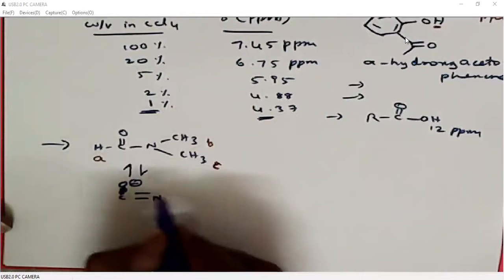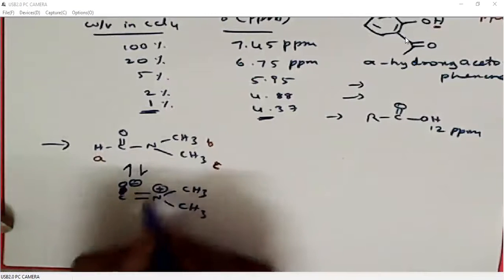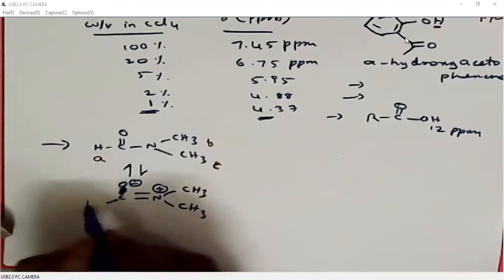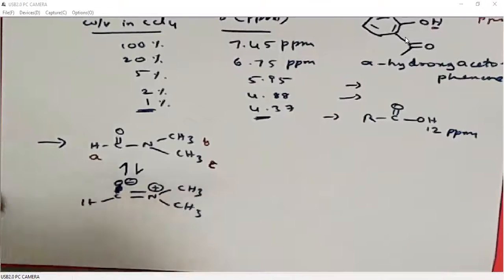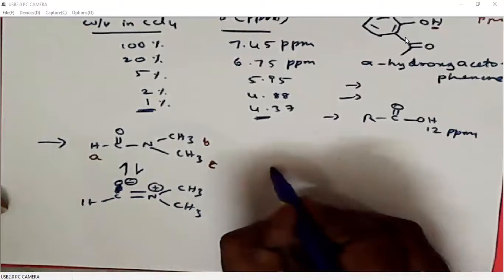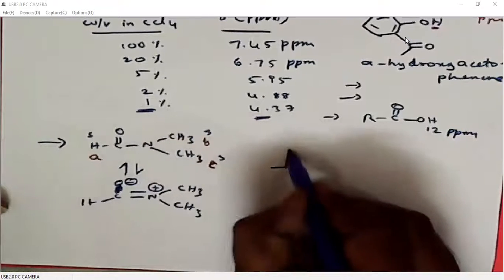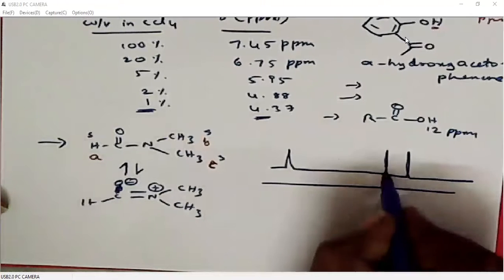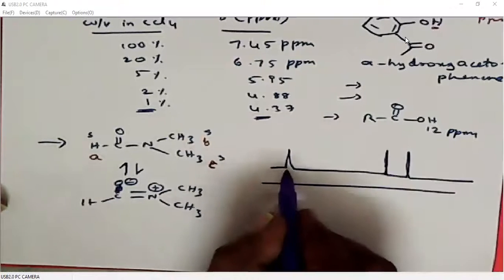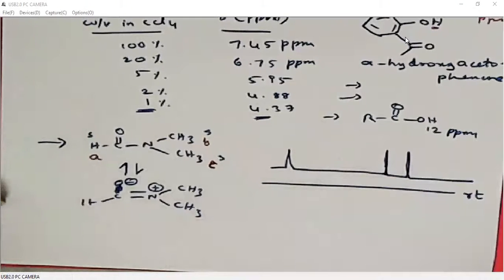The reason is that they involve resonance. In that case, nitrogen forms a double bond with carbon. So these two are chemically non-equivalent now. One is cis to oxygen, one is trans to oxygen. Right. In this case, what we observe in the spectra is a singlet. Again, a singlet. This is a singlet. So we observe a spectrum like this. These two singlets are for the amide methyls and this singlet is for the aldehyde proton. This is at room temperature.